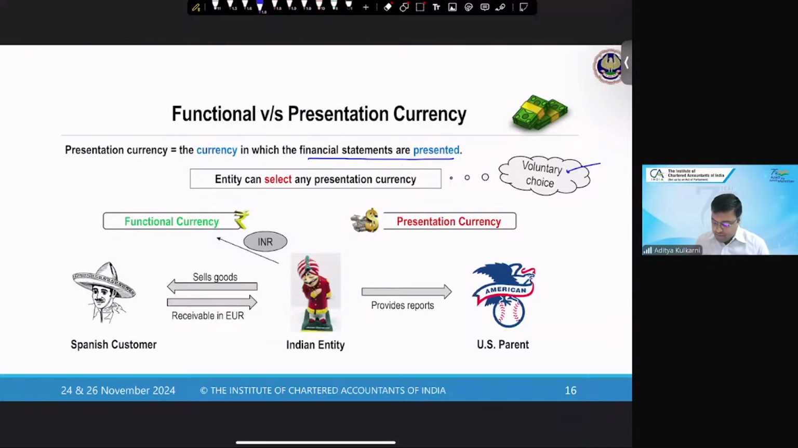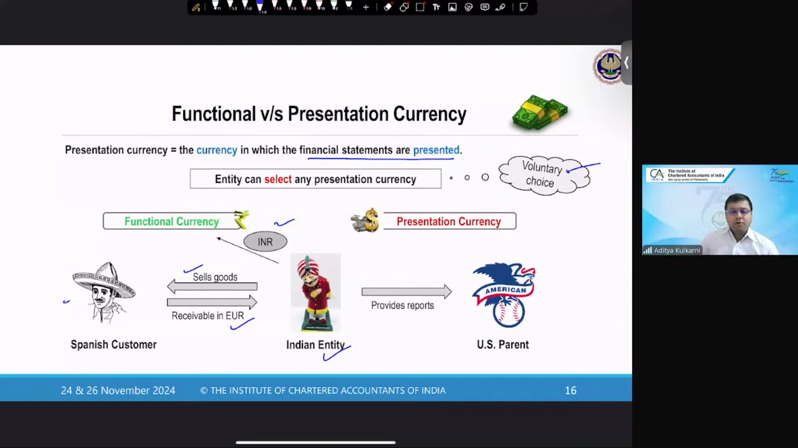Okay. So now you are having a presentation. I have an Indian entity which is selling goods to a Spanish customer, and these were denominated in euros. My functional currency, because this is an Indian entity, assuming it is impacted by the Indian economic environment, was the INR.